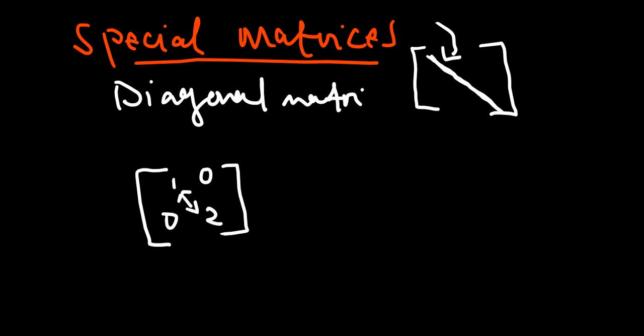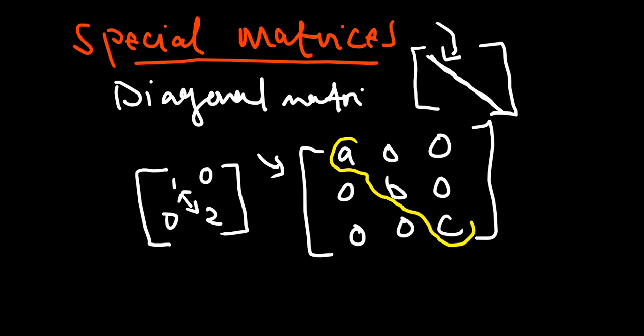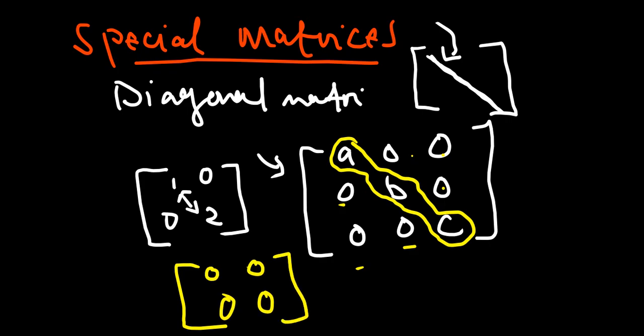Let me give another example. Let's say we have this bigger matrix: A 0 0, then 0 B 0, and then 0 0 C. We see that even this one is going to be a diagonal matrix. Why? Because all the other entries are 0. So what if I write this matrix here, with 0 0 0 0?